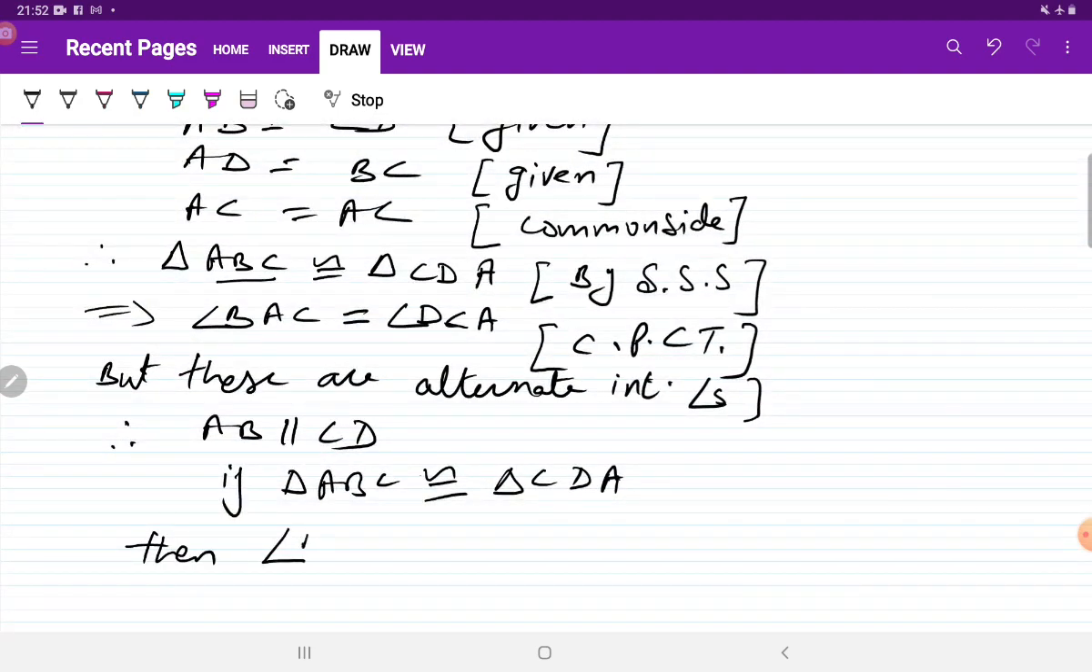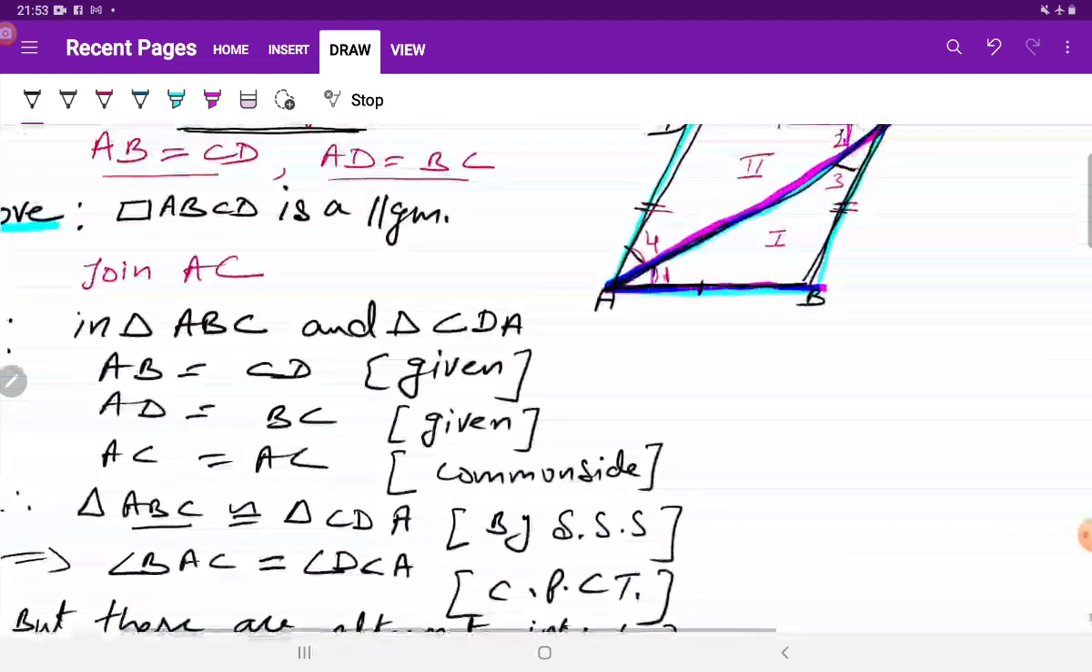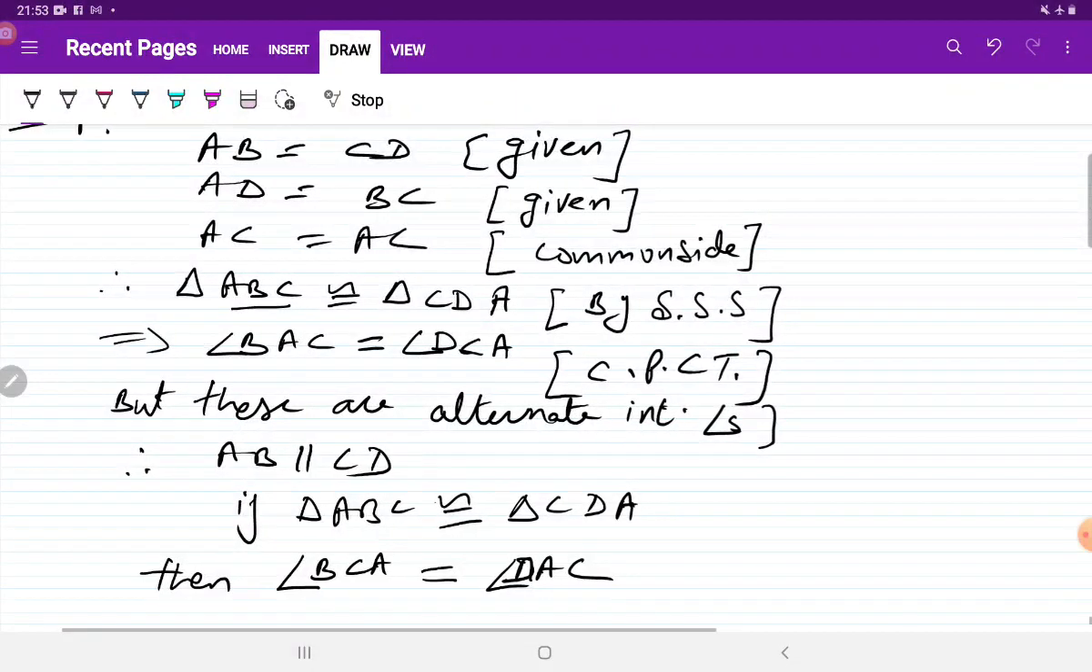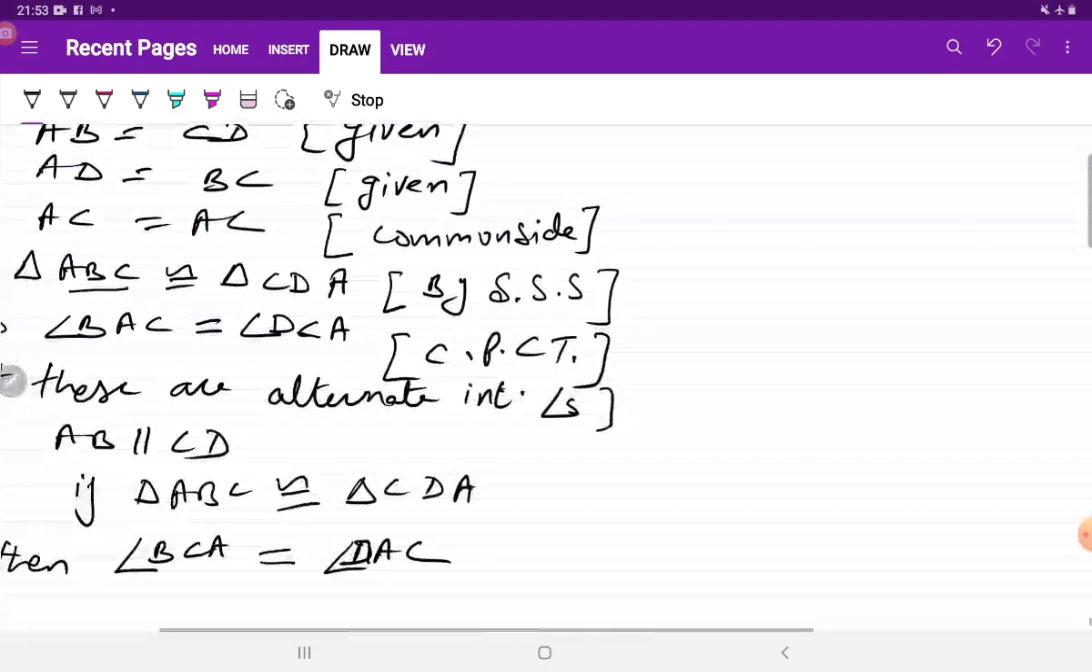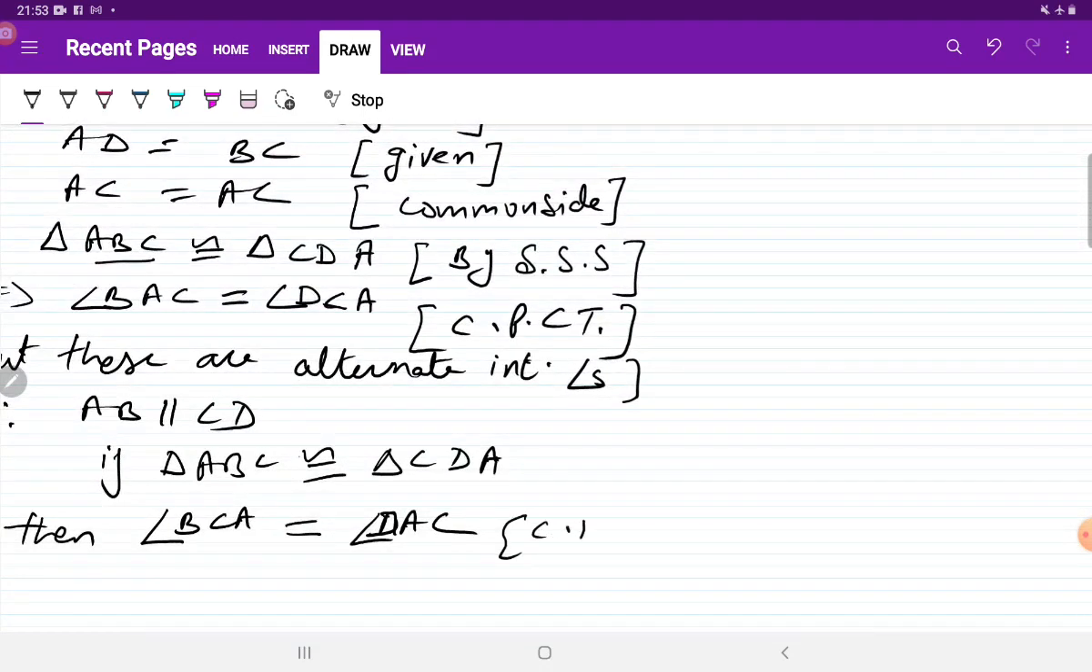Then angle BCA will be equal to angle DAC. Here from the figure you can see angle BCA is equal to DAC. You can say angle 3 is equal to angle 4 also. This is again from CPCT.